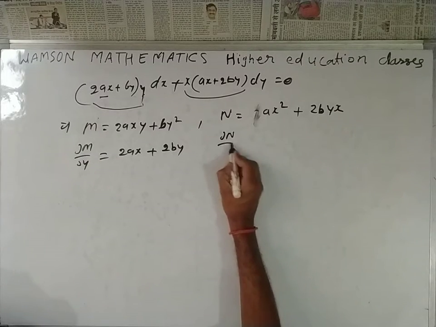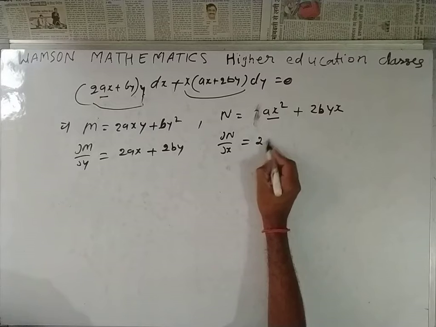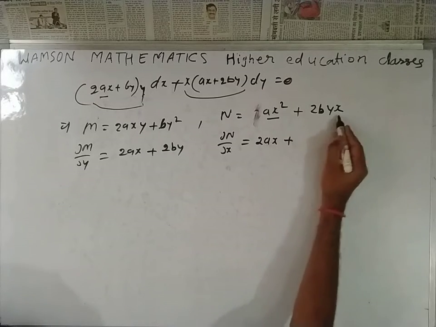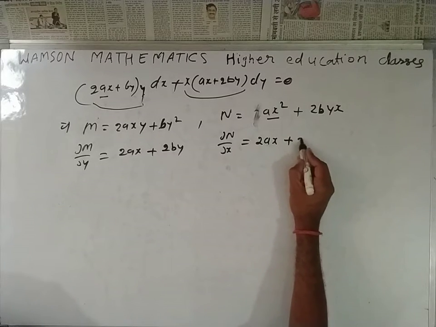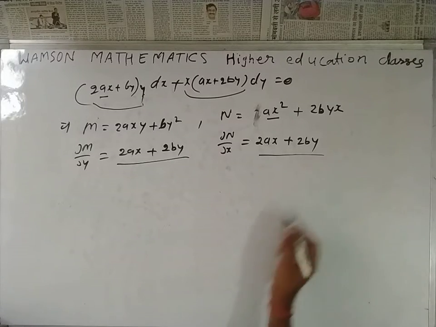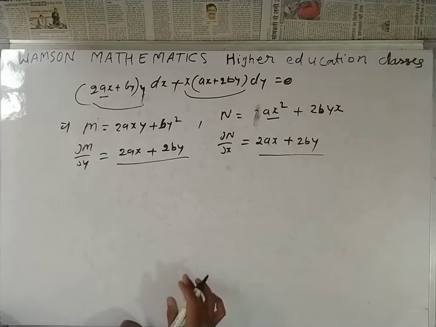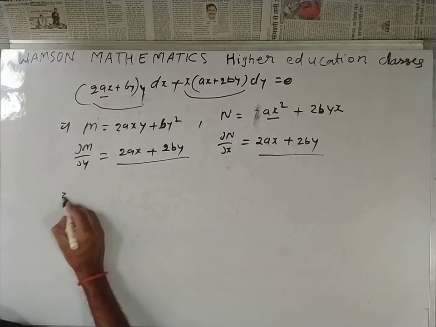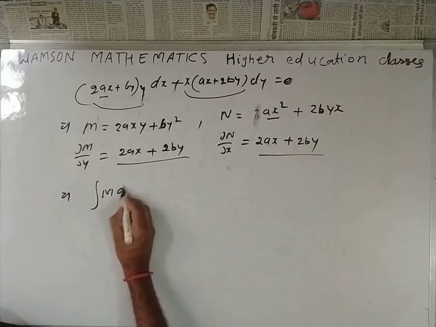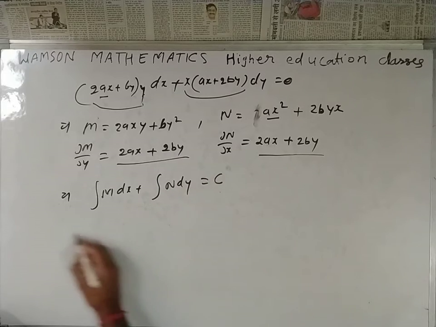So now ∂N/∂x: treat x as the variable, so we get 2ax plus... this also a variable, so 2by. Both are 2ax and 2by, so both equations are satisfied. So this given equation is exact. So now the solution is M dx plus N dy equal to constant.